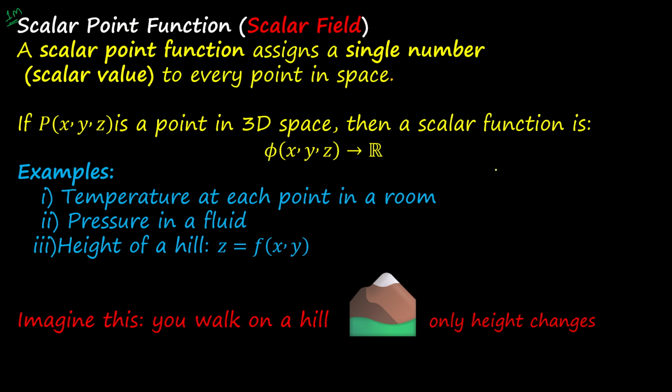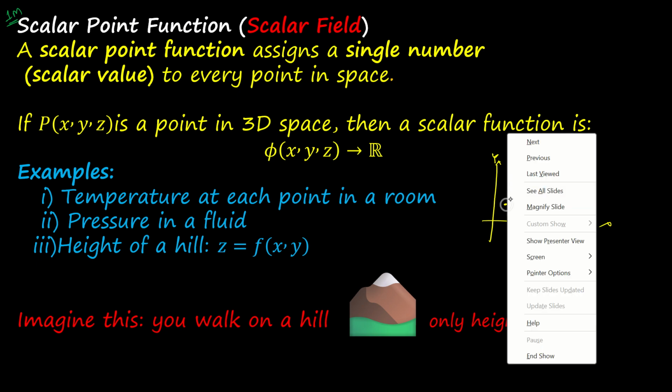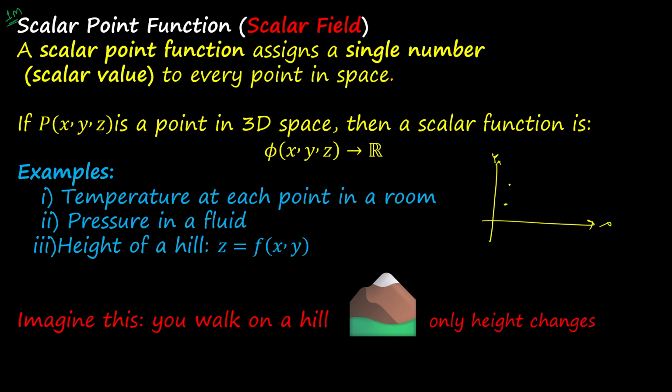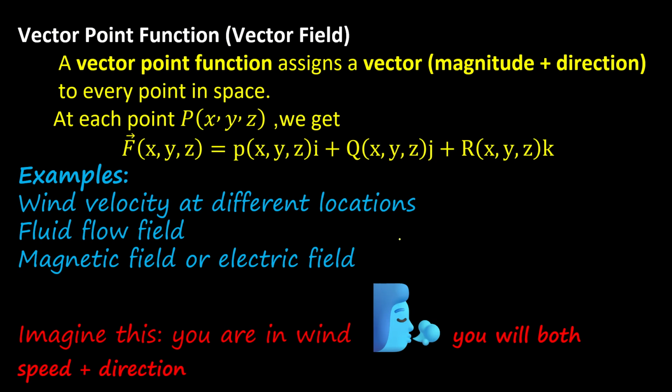A scalar point function assigns a single number to every point in the space. For example, in our Telangana state, in different areas, different temperatures are there. So these are scalar point functions. It has only magnitude and does not have a direction. Then go to the vector point function.